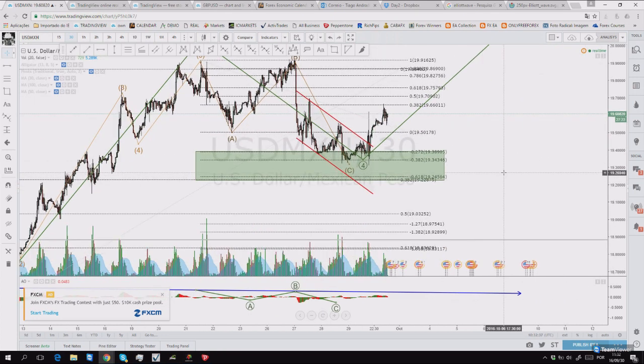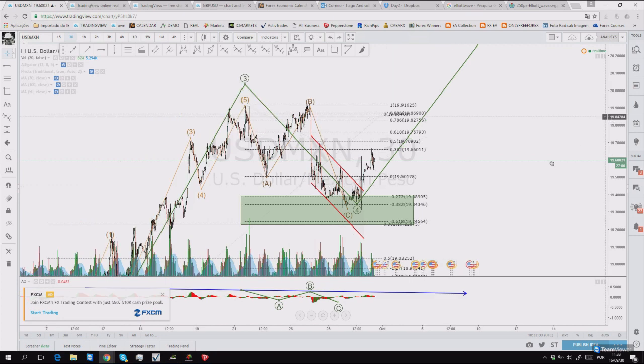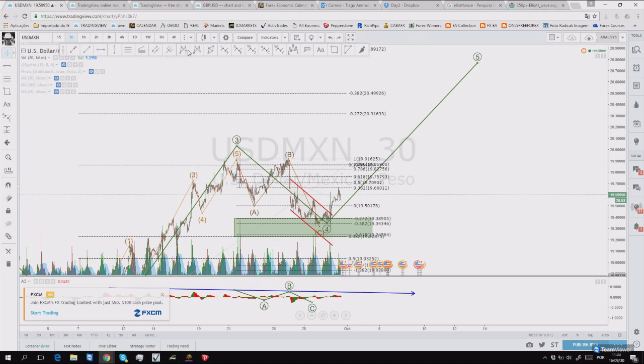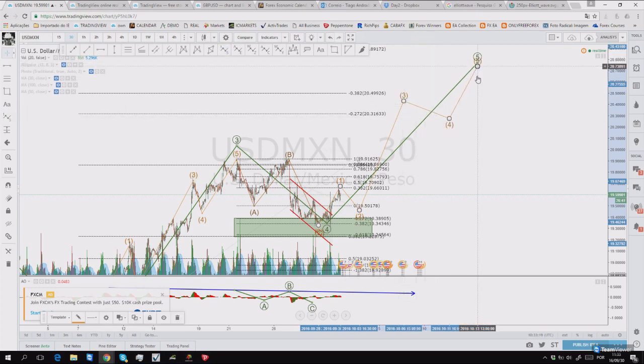Well, you have aggressive entries and aggressive exits, and conservative entries and conservative exits. I usually enter on the break, but that's an aggressive move. If you want to be conservative, if this is a 1, 2, 3, 4, 5 of the wave 5, as I think it is, that means you're gonna have like a 1, 2, 3, 4, 5, something like that.